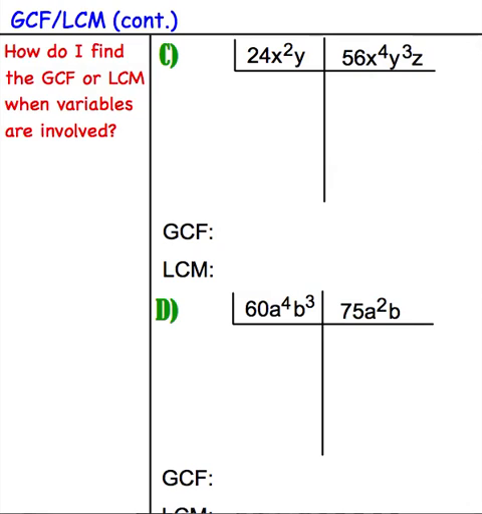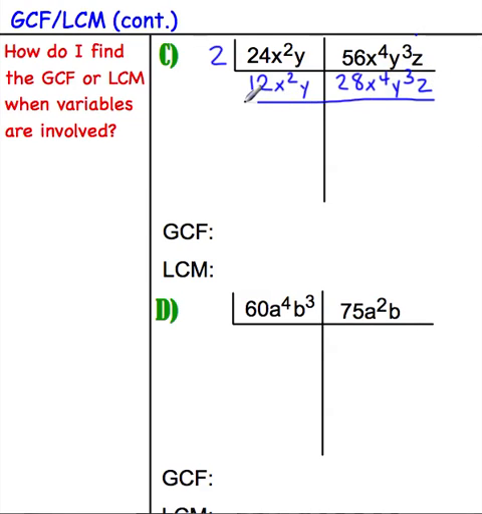Our next part is finding the GCF when there's variables involved. So the first thing I'm going to do is look at 24x squared y and 56x to the fourth y cubed z. And I say, well, what is in common? Well, I know that I can divide a 2 out of both of these. 24 divided by 2 is 12, and I still have my x squared y. And then 56 divided by 2 is 28, x to the fourth, y cubed, z.